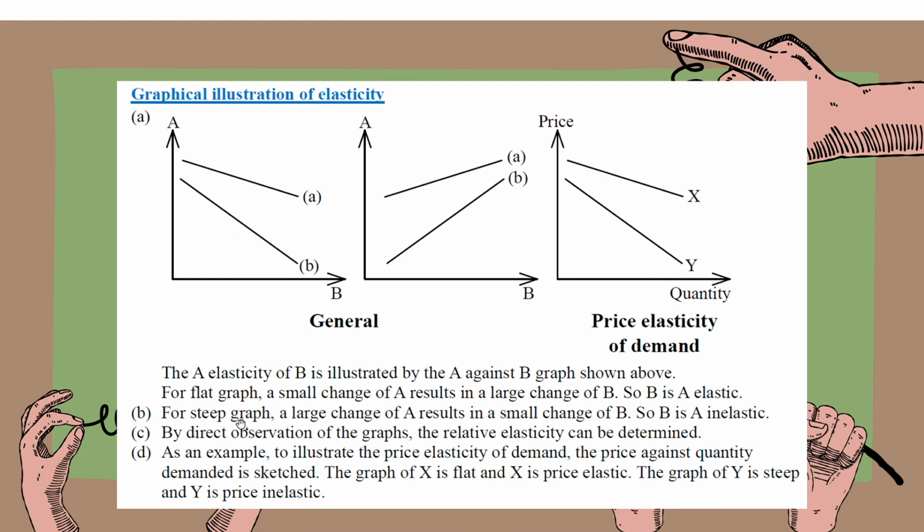You see a steep graph is inelastic. Direct observation is okay. Just look at B. Change of B is your target. Large change of B is elastic, just like in A. And then as an illustration, I will use PED as an example, like how the quantity demanded changes when the price changes. We have two curves. Remember they are negatively correlated, so the elasticity is always negative. The flat one, product X, is elastic to price. And the steep one, product Y, is inelastic to price, or price inelastic.